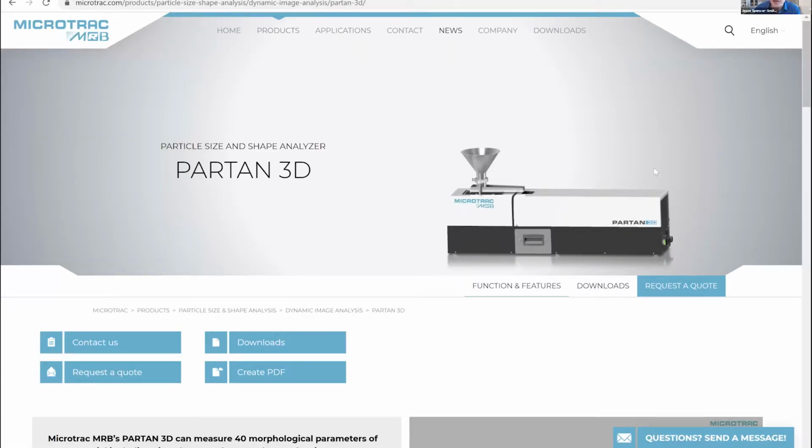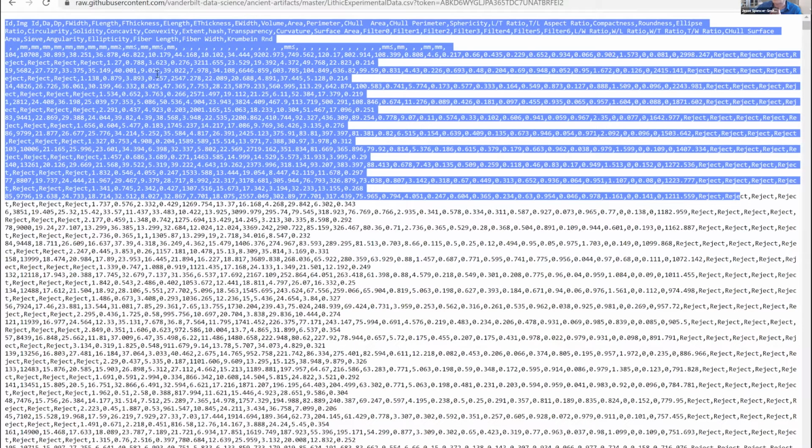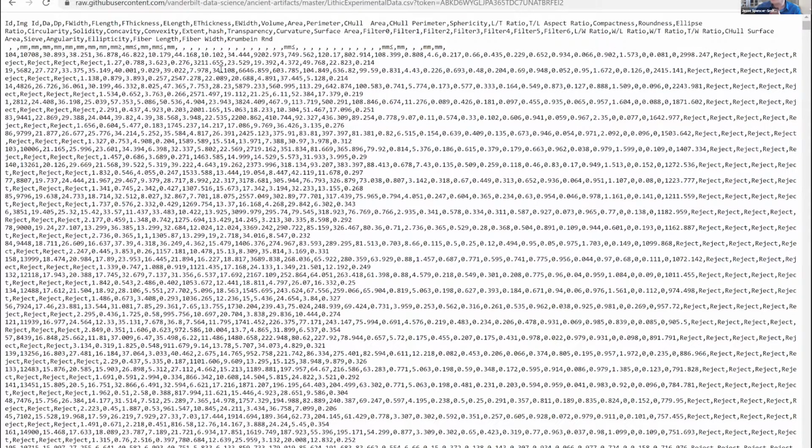So the particle analyzer, you take a scoop of soil, you put it in here, and it comes up with a whole list of properties of this soil. And so you're able to look at this and see all these different measurements. It takes measurements of the shape of the soil, how transparent it is, how round it is. So you have all these measurements that you can take of the soil.